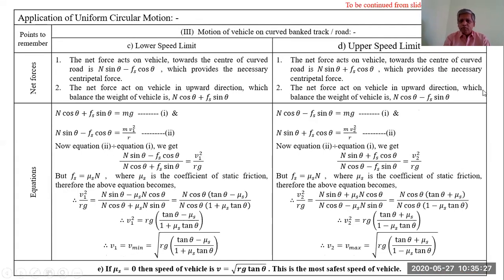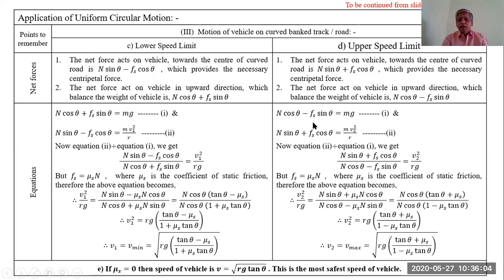The net force acting on a vehicle toward the center of the circular road is N sin theta and fs cos theta, which provide the necessary centripetal force, and the net force acting on a vehicle in the upward direction, which balances the weight of the vehicle, is N cos theta minus fs sin theta. Fs sin theta is vertically downward and N cos theta is vertically upwards, and weight is downwards. Therefore, the total net vertical upward force is N cos theta minus fs sin theta, that balances the weight.